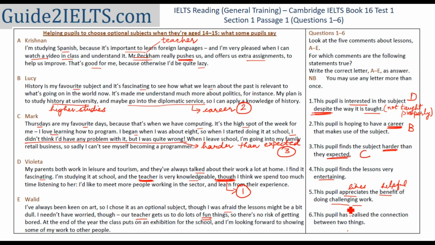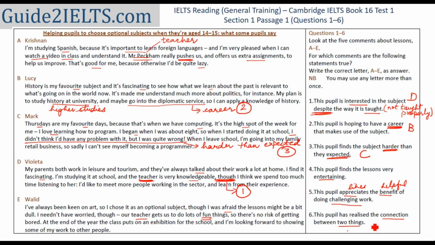6th one now. This pupil has realized the connection between two things. We're talking about some kind of a connection between two things. It could be any two things. So I'm a little unsure what kind of an answer I'm looking for here. But let's start scanning the passage for this again.